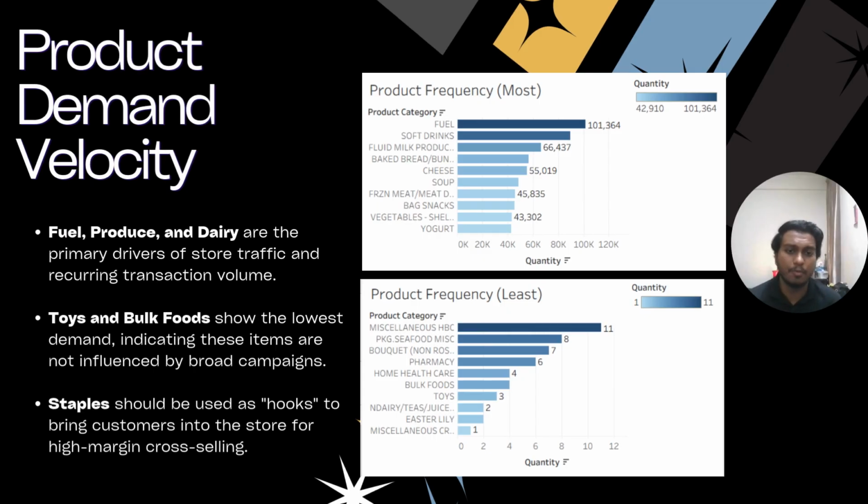Next we'll focus on product demand velocity. We're using 2 visuals, which are product frequency, the most and the least. This is visual 3 and 4. Fuels and staples like milk drive the food traffic, while niche items like toys show very low demand. These important items are our anchors for pulling customers into the store.